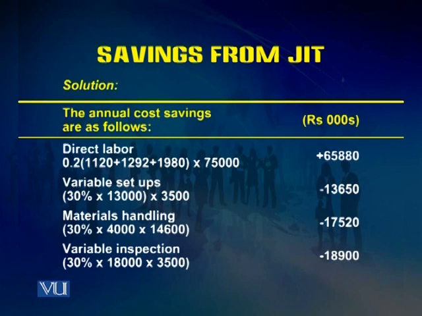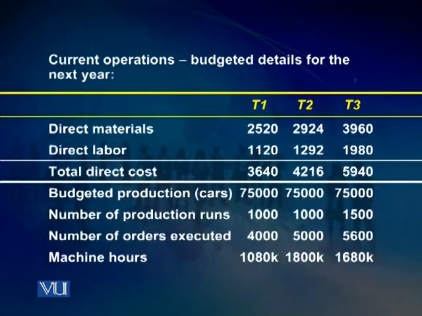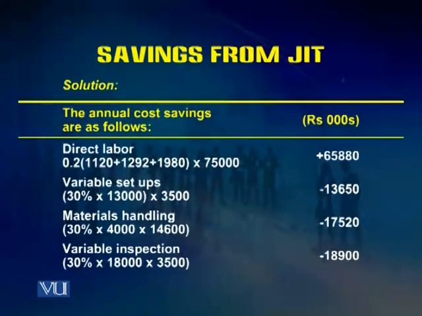Materials handling also reduced by 30%. If we go and see what is the cost driver for materials handling, we will see on our slide that the cost driver for materials handling is the number of orders. And the number of orders, if we see on our previous slide, shows number of orders executed 4,000 for T1, 5,000 for T2, 5,600 for T3. So this is a total of 14,600 orders. And materials handling, the cost driver rate was 4,000 per order. This is going to reduce by 30%, multiply 30% by 4,000 and 14,600.